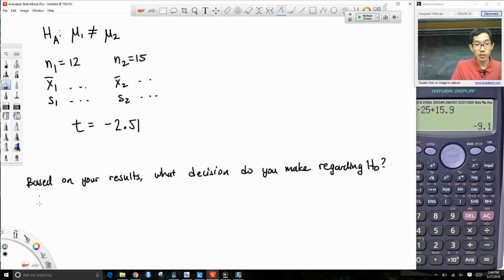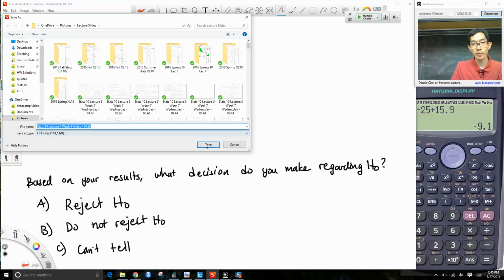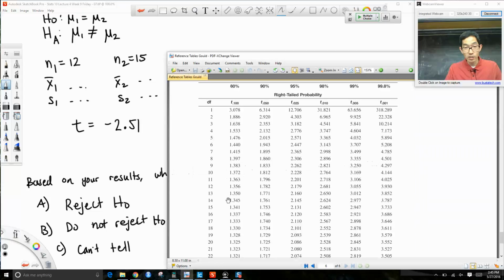Okay, and so your answer choices are: reject the null, do not reject the null, or can't tell. So your null hypothesis will be mu1 is equal to mu2. The alternative is mu1 is not equal to mu2, and your test statistic is this.